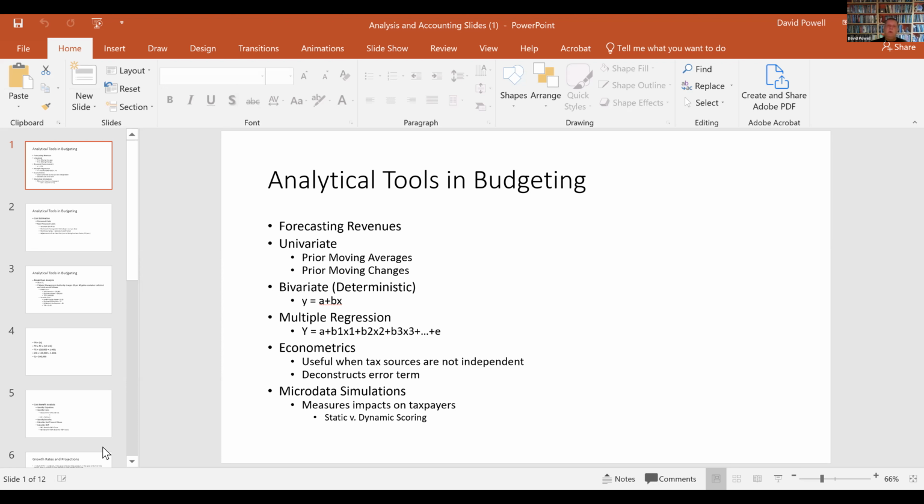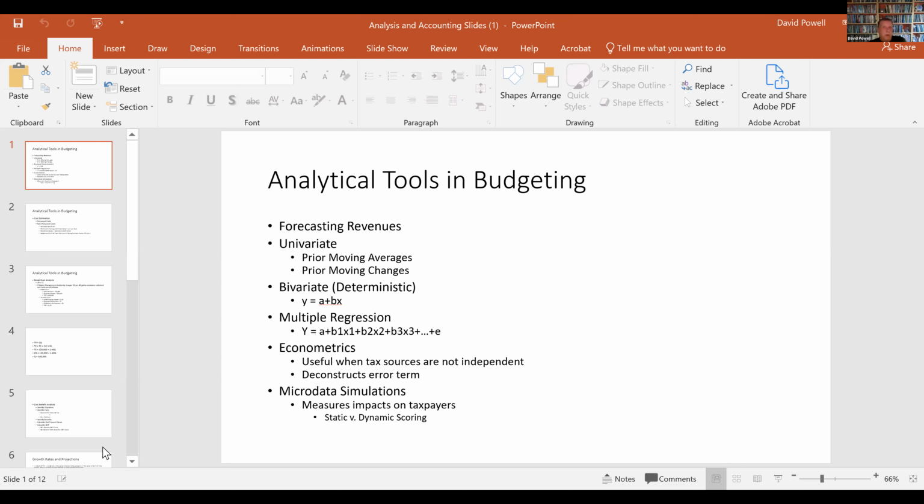But those are very simple, very easy things to do. We do see local governments forecasting the revenue with prior moving averages and prior moving changes. When I was on a school board, our assistant superintendent of business, his primary way of forecasting revenue was through prior moving averages, even though it is a very limited type of technique.